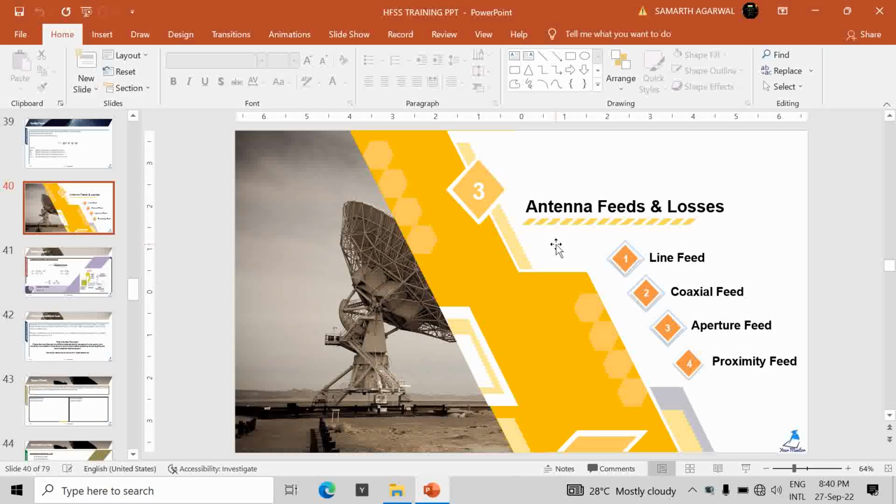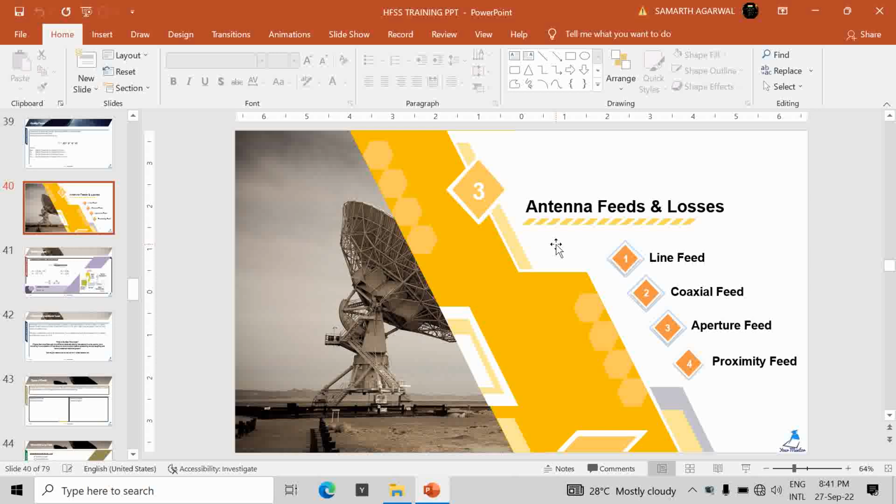So in this lecture, we'll start our third module, which is antenna feeds and losses. Basically, in order to energize your antenna, how will you send the energy to your patch so that it can radiate? Some means is needed in order to propagate. So in order to send the signal, we use the antenna feeds.